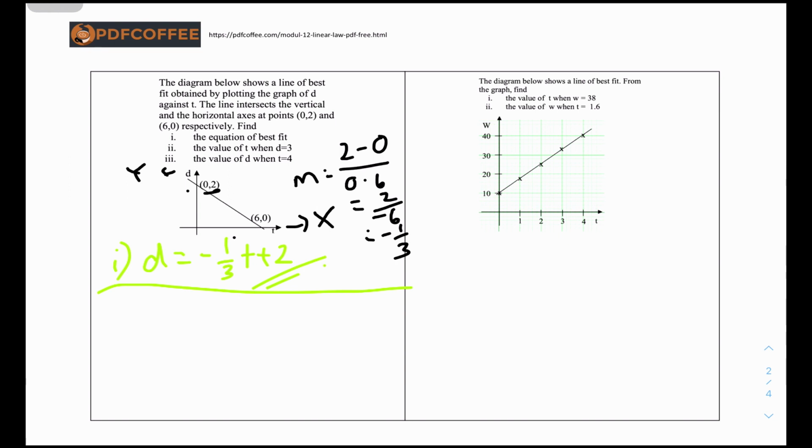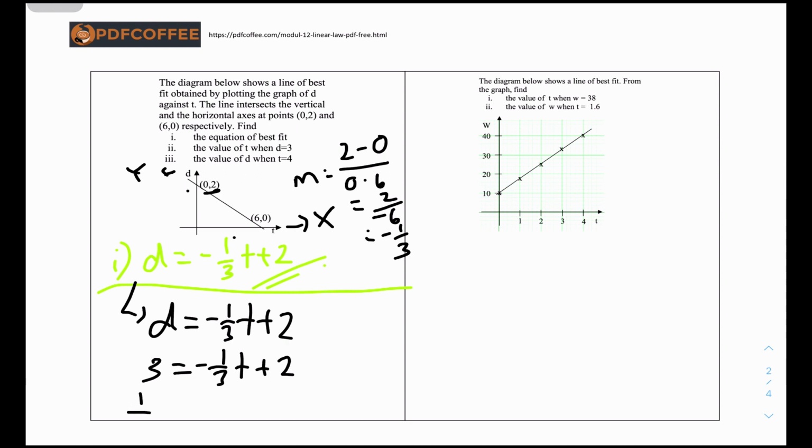So the second part, find the value of t when D equals 3. So it's just quite simple. When you have this original equation, D equals minus 1 over 3t plus 2, right? So you're trying to find the value of t when D equals 3. So you just set 3 equals minus 1 over 3t plus 2. Just rearrange the equation to get minus 1 over 3 t equals 1. So just divide both sides by minus 1 over 3. So the left side will be 1 over 3t divided by 1 over 3, which just cancels out.